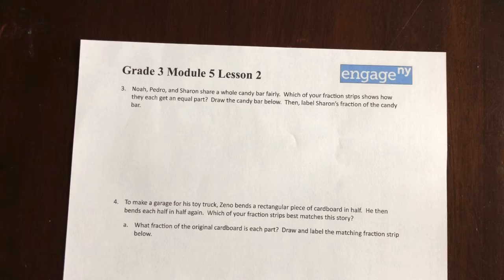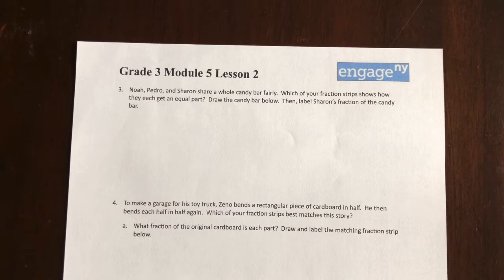Now we're going to move over to the next page in our Module 5, Lesson 2, and I've got word problems, okay? So we're going to do some drawing and some writing here. So I look down here, I see number 3, Noah, Pedro, and Sharon share a whole candy bar fairly, which is the right way, fairly is equal parts. Which of your fraction strips shows how they each get an equal part? Draw the candy bar below, then label Sharon's fraction of the candy bar.